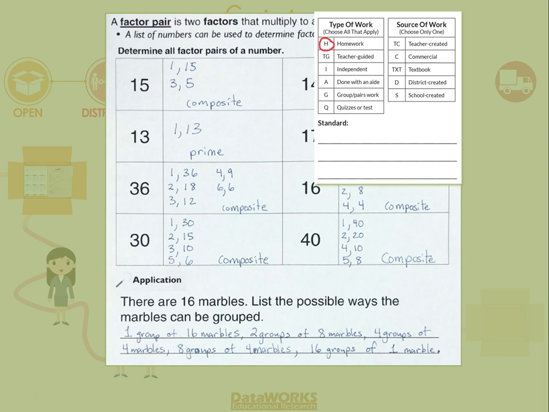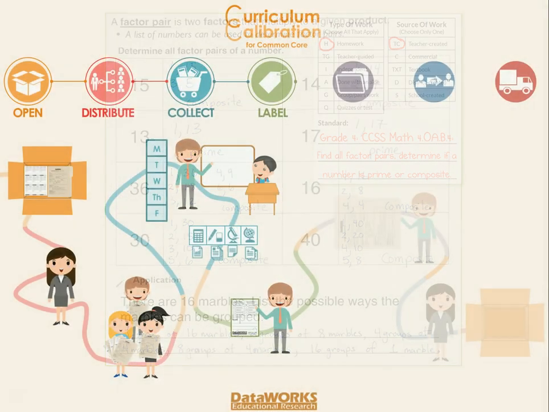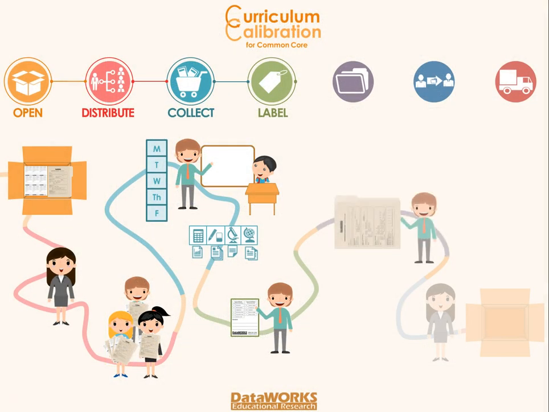Step 2. Circle the source of the work. Where did you get this assignment? Is it something that you created? Is it a commercial book that you bought from a teacher supply store? Or did it come from an adopted textbook? Circle one option in this box. Step 3. Write the standard that you were covering with this assignment. Once all your assignment labels are filled out, place your stack of labeled work in the collection folder.